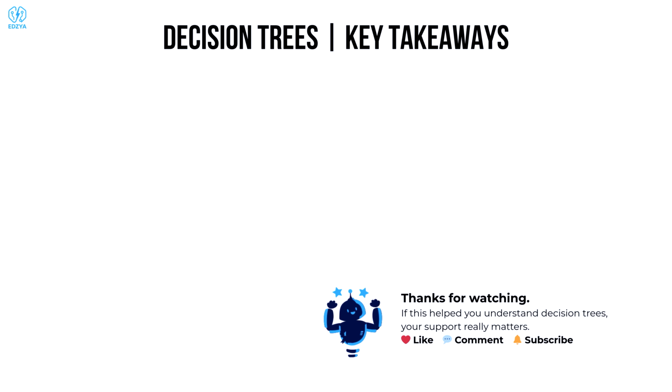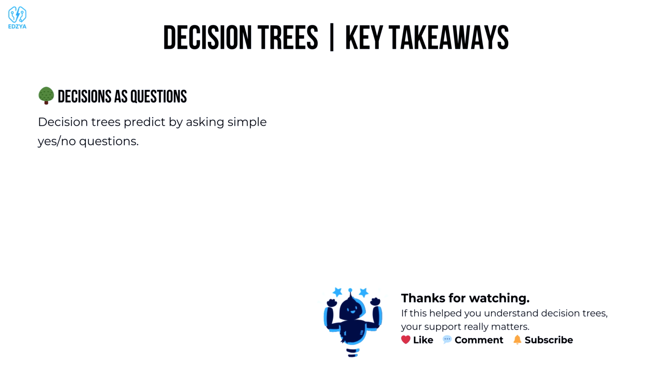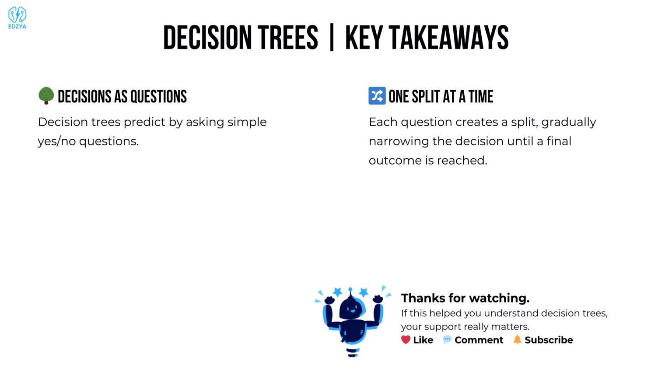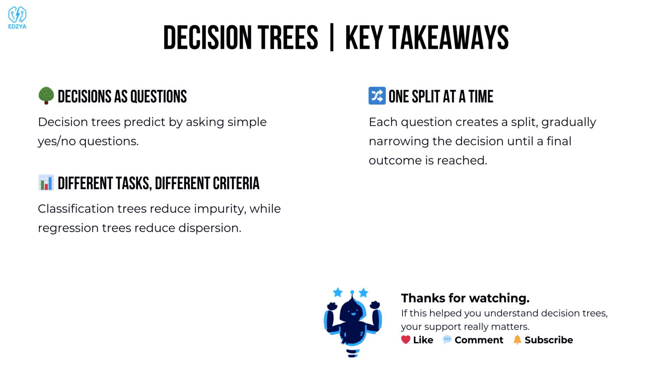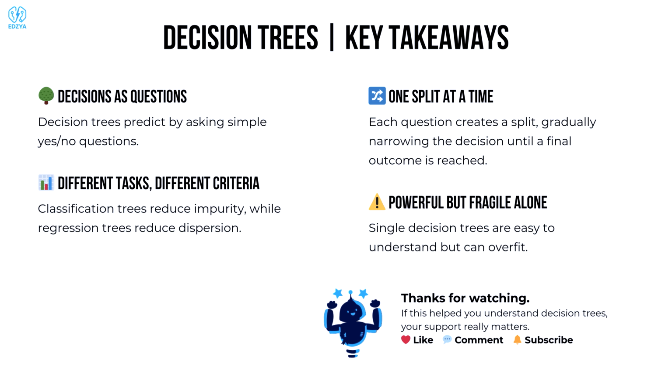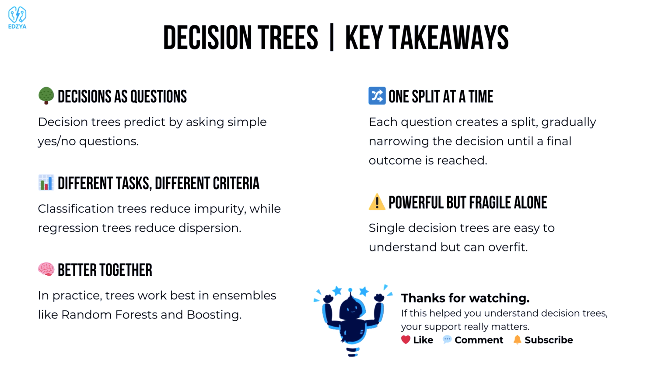To finish, let's summarize the most important takeaways about decision trees. Decision trees make predictions by asking simple yes or no questions. Each question creates one split, gradually narrowing the decision to a final outcome. For classification, trees reduce impurity, while for regression they reduce dispersion. Single decision trees are easy to understand, but they can overfit and be unstable. In practice, trees work best when combined in ensembles like random forests or boosting.